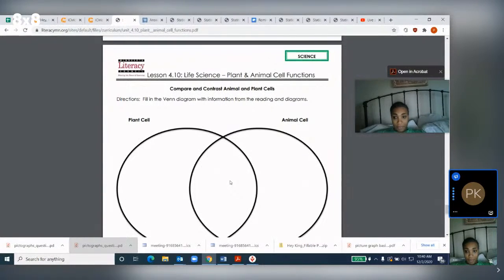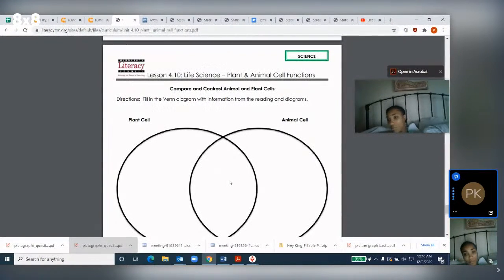An example, they both have a cell membrane. So if we're filling this out, we know that both animal cells and plant cells have a cell membrane. They both have a nucleus, okay? They both have organelles, and they both have cytoplasm. So those are things that both the animal cell and plant cell have.